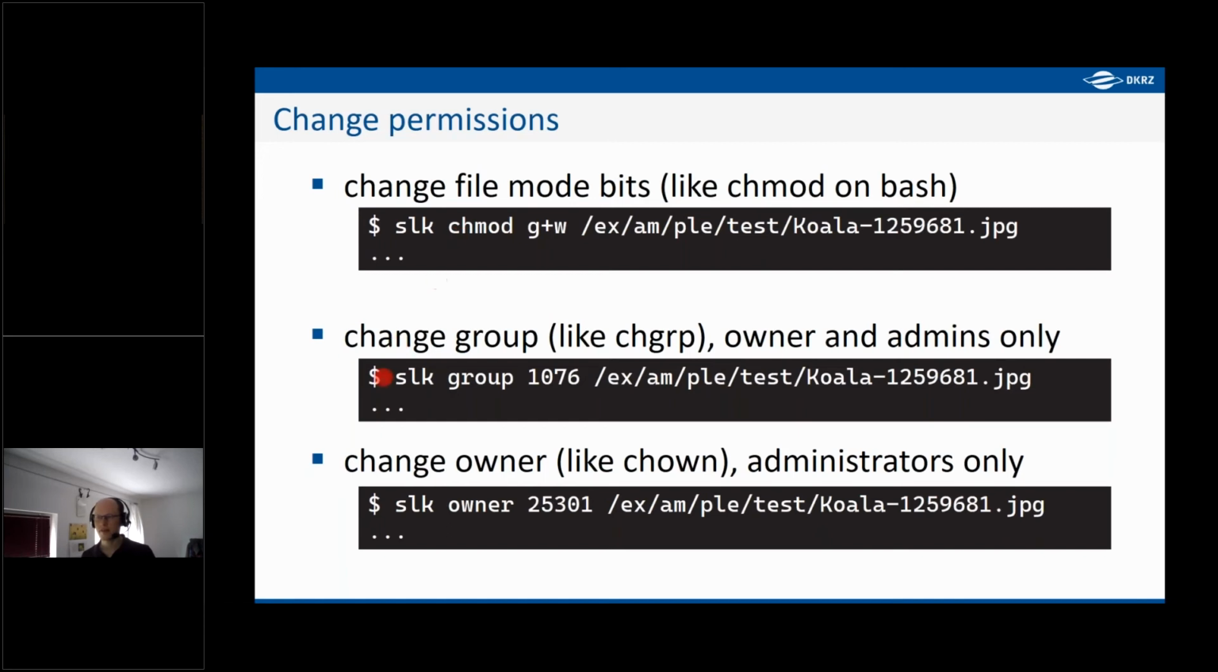Then we have Slk chmod, Slk group. Slk group is the same as change group, and Slk owner is the same as change owner. And with this, you can do normal permission changes and ownership changes. Slk owner can only be used by administrators. I'm just mentioning it here for completeness. It's the same as on Mistral, where also only admins can do it. Change group can be performed by owners and admins. And the input is the same as you know it from the command line. So Slk chmod actually works the same way as chmod on the command line.